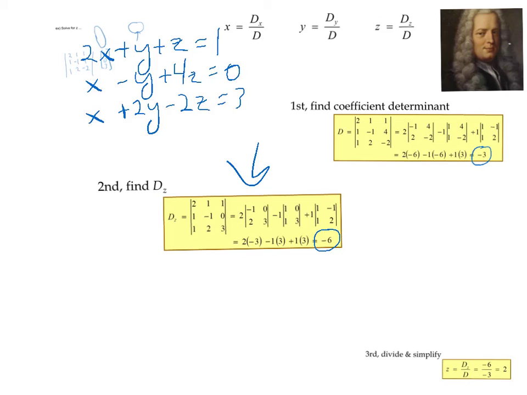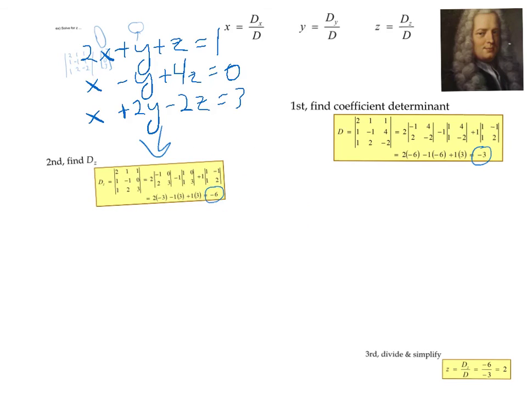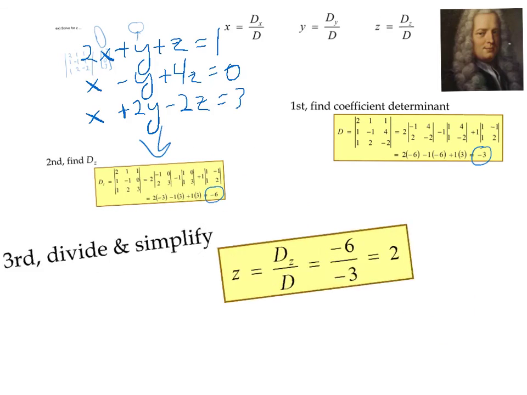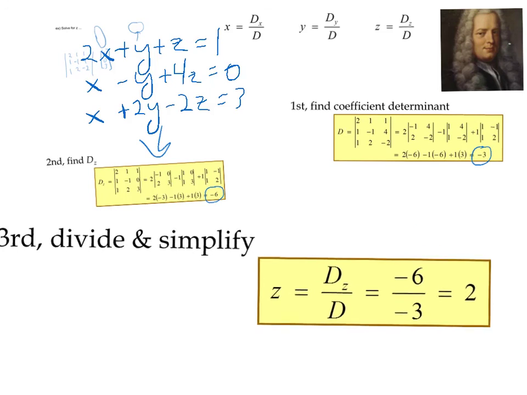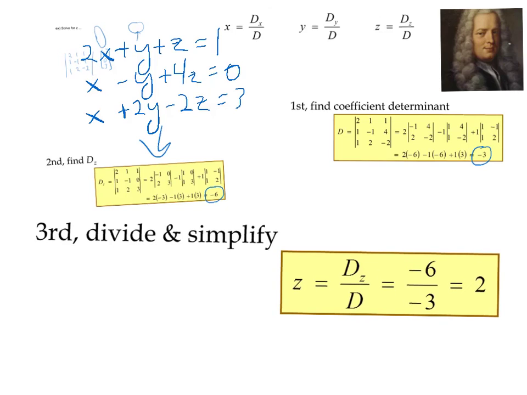All right, well, now that we have our d and our d sub z, we do this. Divide and simplify, if you can. Sometimes you can't simplify. So, we now know that the d sub z is -6. We know the d is -3. This simplifies to 2. Z equals 2.